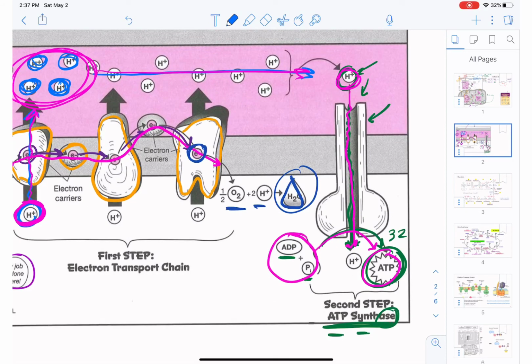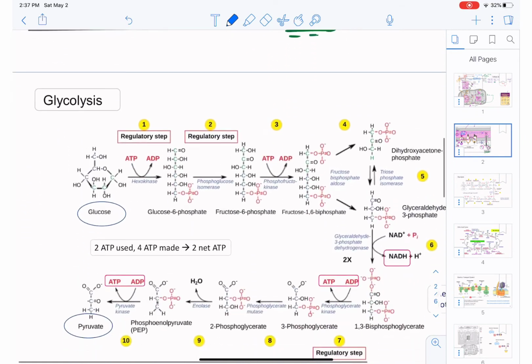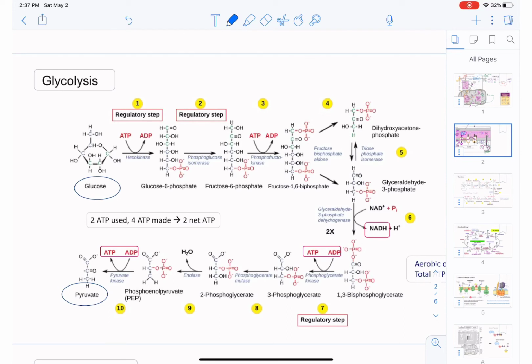I do think it's worth taking a look at a few more slides just to illustrate the complexity of this process. And we can start with glycolysis. What happens with glycolysis? We take a glucose molecule and ultimately we convert that into 2 pyruvate molecules. But you can see that there's a number of steps that are involved in that process.